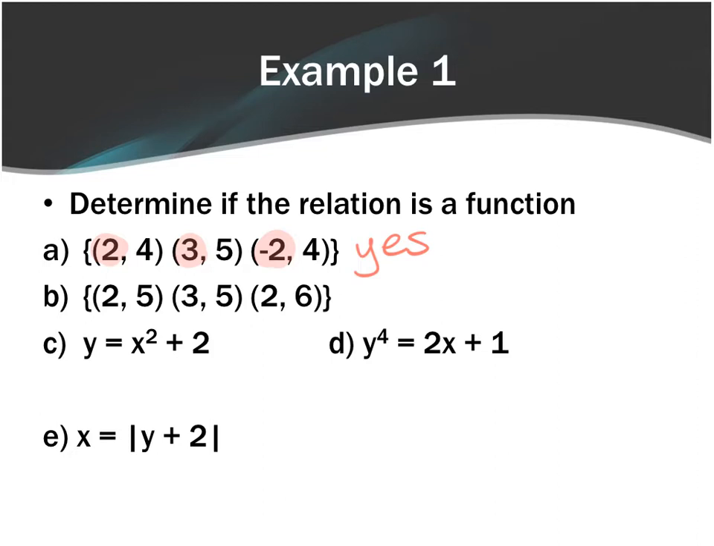Look at B. 2, 3, 2. Now my x repeats. If the x repeats, now I have to compare the y's of those x's. If they are the same, it's still a yes, but in this case, I can't have 2 with a 5 and then 2 with a 6. This is a no. It's not a function. So the x can't repeat with a different y.